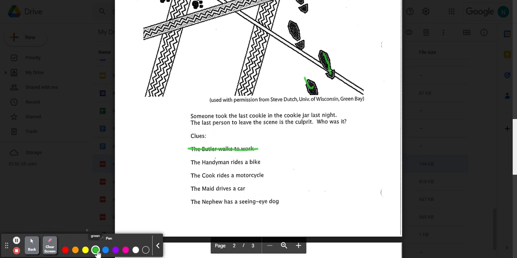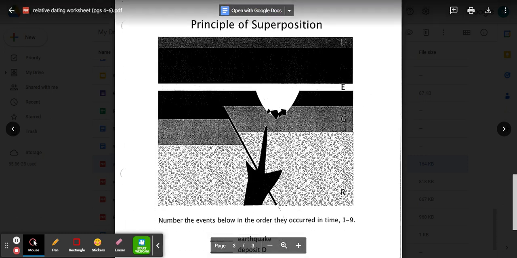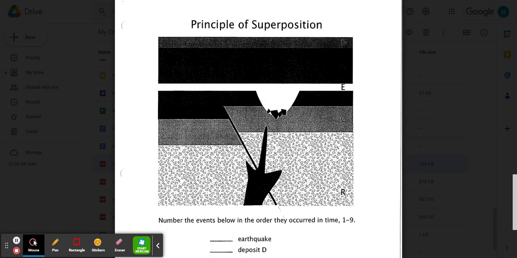Okay, it's got to be the guy with the dog. So let's see, who's got a dog? Well, it's not the handyman. It's not the motorcycle. It's not the car. Oh, look at that. It's always the nephew. Knew it the whole time. We knew it the whole time. It was the nephew. It's always the nephew. He's always sneaking food. We've been suspicious of him.